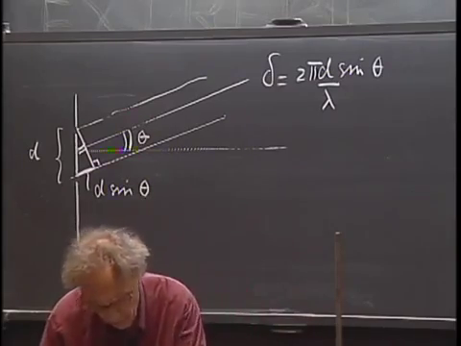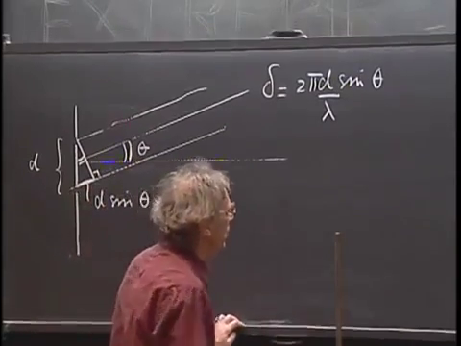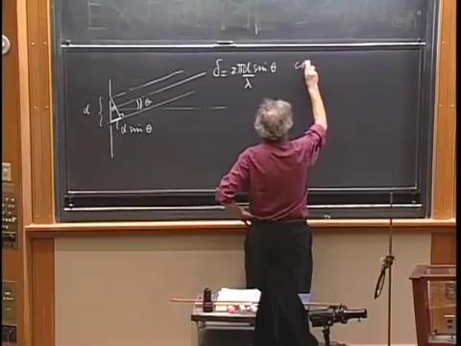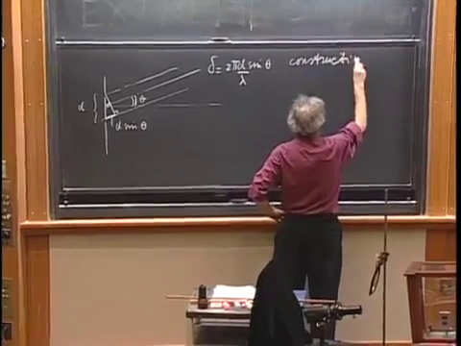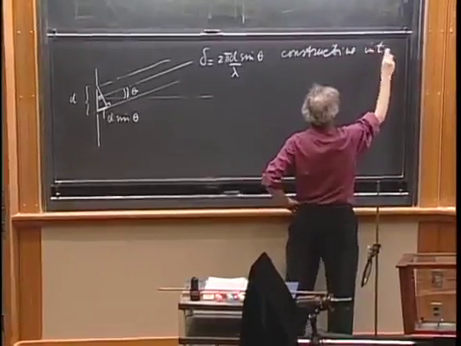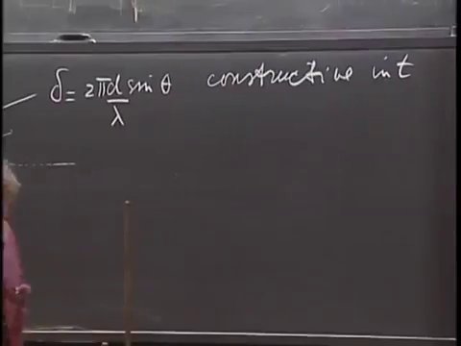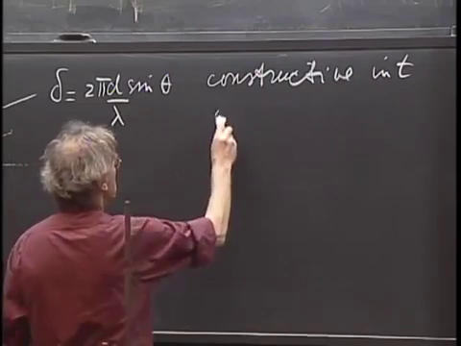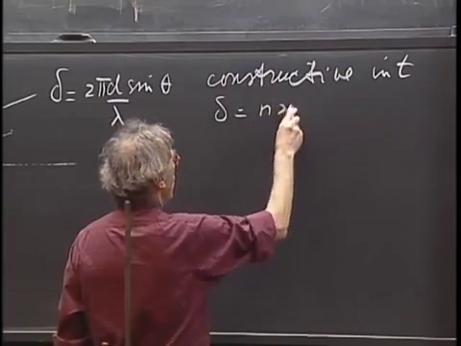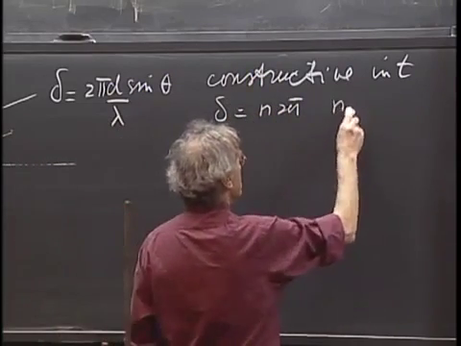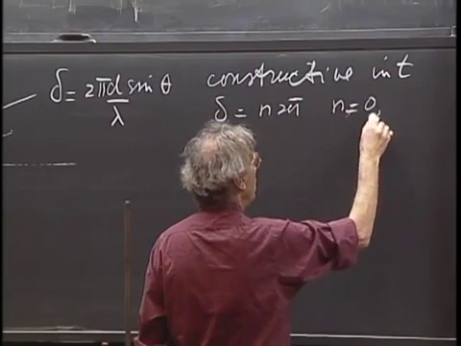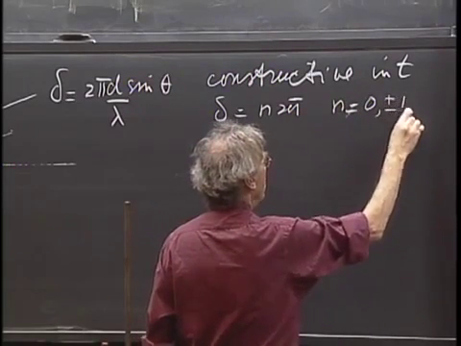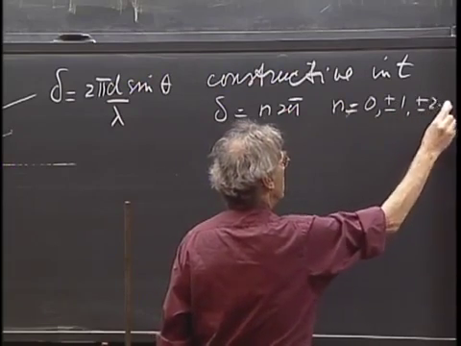And so now I can set the condition for constructive interference. So constructive interference: what I want is for delta to be a multiple of 2 pi. I already wrote that down earlier, but I will do that again. N can be 0, it can be plus or minus 1, it can be plus or minus 2, etc.